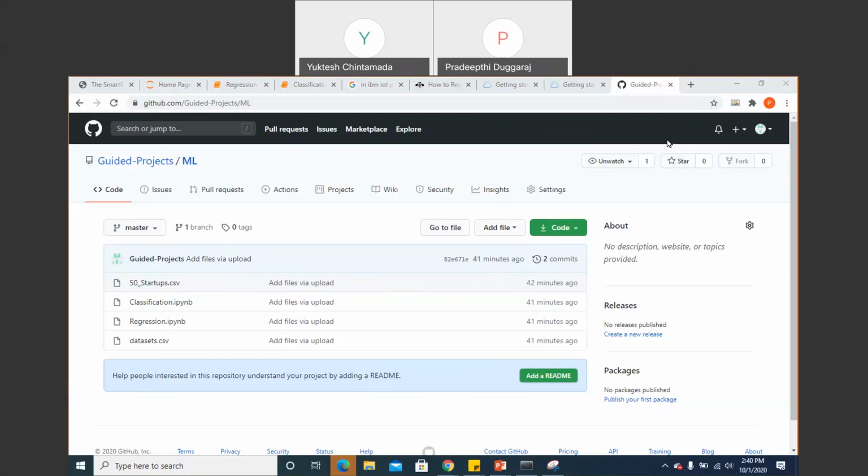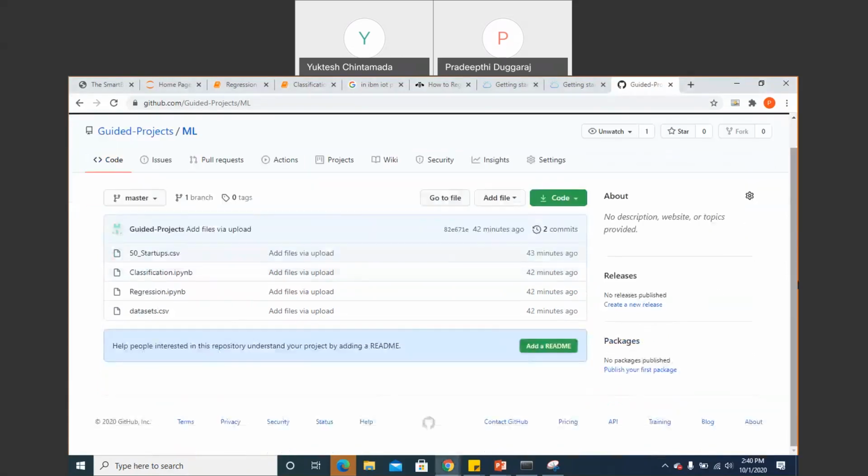So please download the files. I have 4 files. One is the classification file and another is the regression IPYNB file. Hope everyone is working on Jupyter notebooks only, right? Yes. Fine. So these are all IPYNB files. I'll give 2 or 5 minutes, please download that.